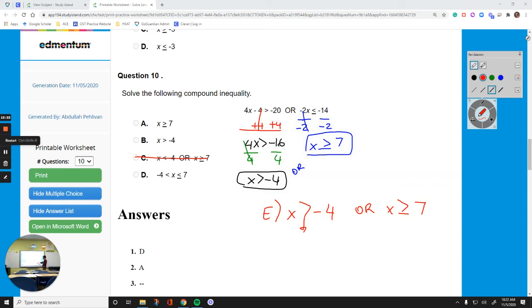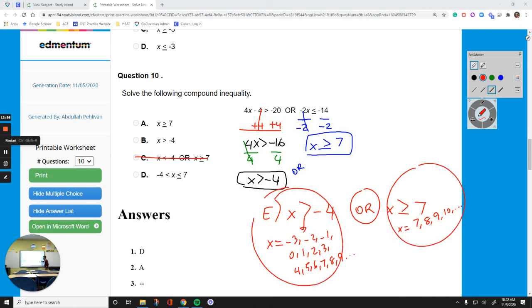So what this means, x could be numbers such as negative 3, negative 2, negative 1, 0, 1, 2, 3, 4, 5, 6, 7, 8, 9, and so on. And what this means, x could be 7 because it says greater than or equal, 8, 9, 10. It says or. It's either this one here, or that one here. Pick whichever covers more numbers. That's the logic behind this word up here. Pick the option that covers a greater number of numbers.